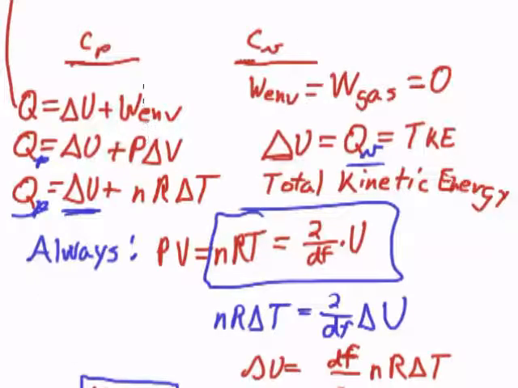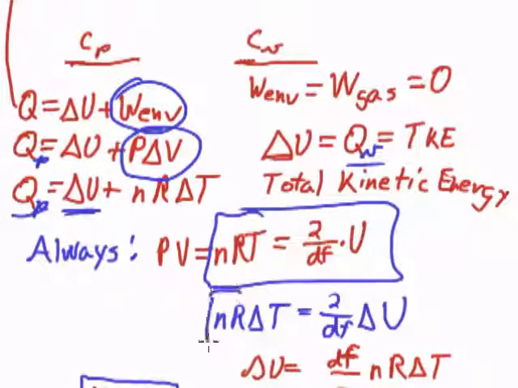It's this work term that's involved that just happens to also be nR delta T. In the constant pressure case, you've got that work. In the constant volume case, you don't have that work. So the energy you save by not expanding the gas goes into increasing the temperature of the gas, which is down here.